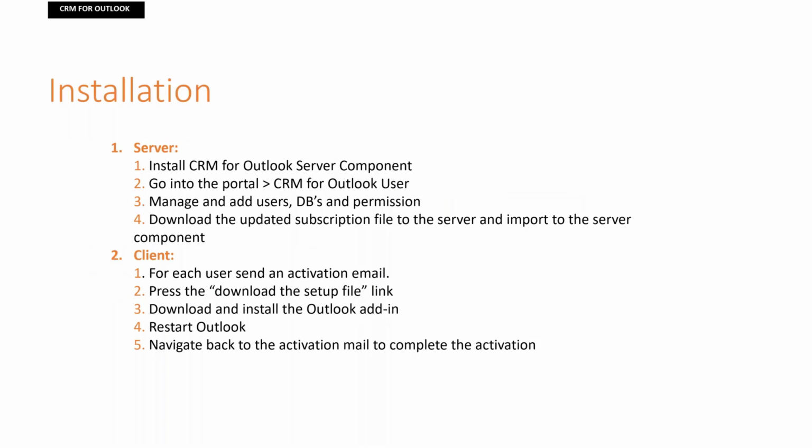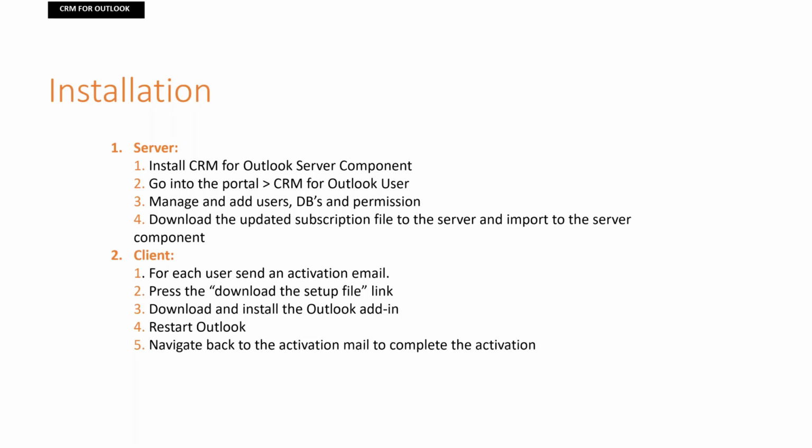It's very simple to install. You install a server component, which of course is the one that's talking to the server. Then you get a subscription file. Your company, for example, gets a subscription file, and then you set up which users should have CRM for Outlook. For example, I'm a user, I would get an activation email, and I just click on it, and then it's going to connect to that server.